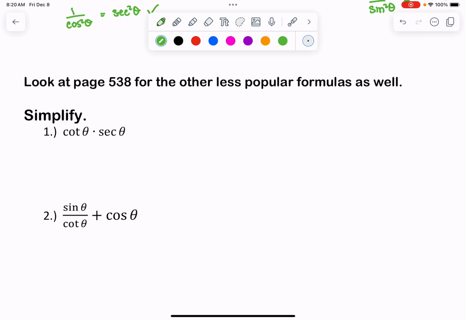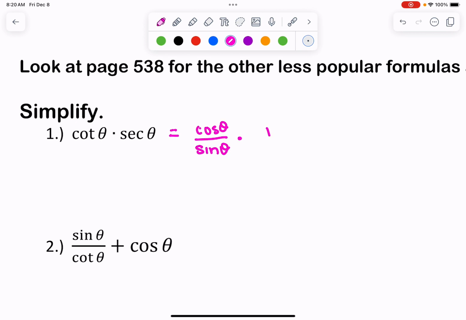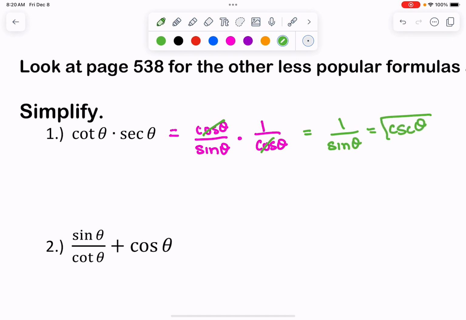If I have a bunch of trig functions being multiplied together, then what I want to do is go ahead and replace them with sines and cosines. So for number 1, I can replace my cotangent with cosine over sine. I can replace my secant with 1 over the cosine. When I do that, my cosines are going to cancel, and I'm left with 1 over the sine, which is the cosecant.